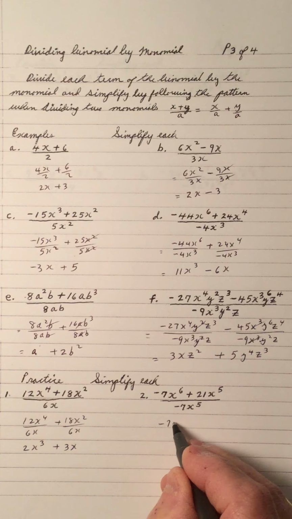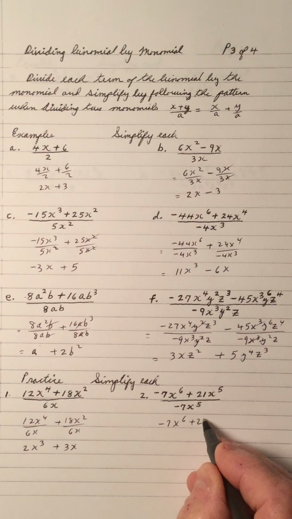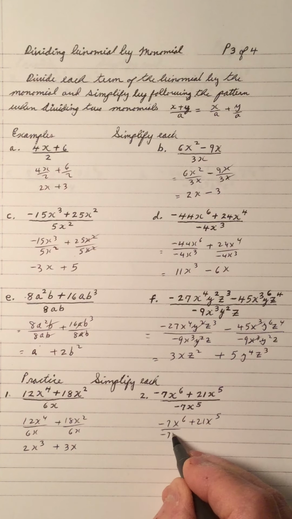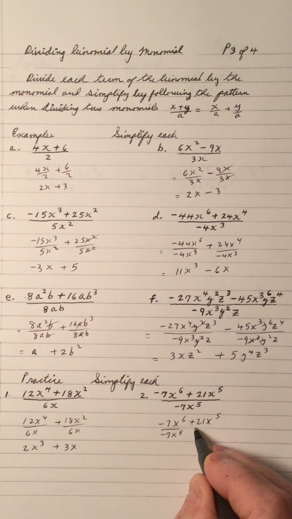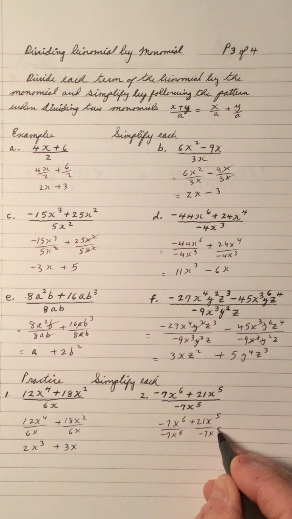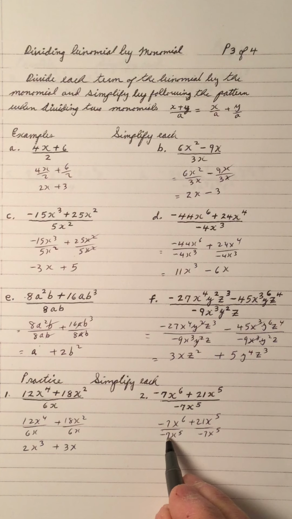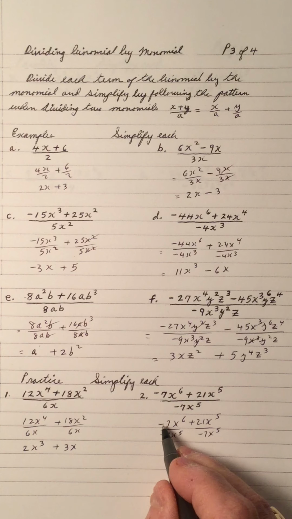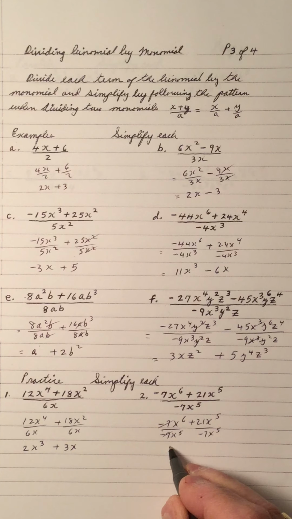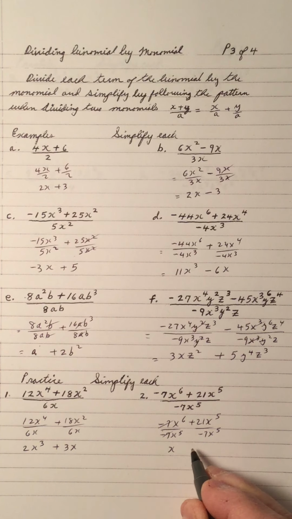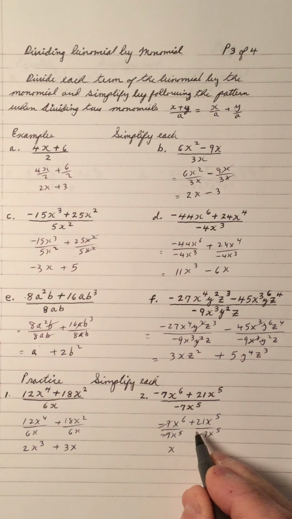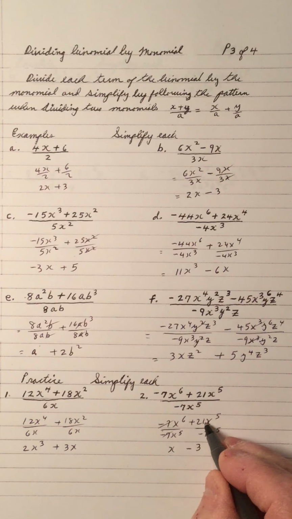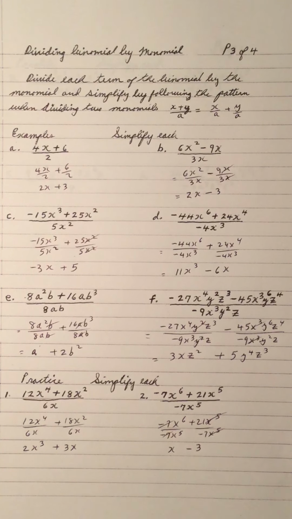And negative 7x to the 6th plus 21x to the 5th, divided by negative 7x to the 5th. So I'm putting the negative 7x to the 5th below both of these. That's done. And they cancel out because they're the same. And I get 6 subtract 5 is 1. Negative divided by negative is a positive. 21 divided by negative 7 is negative 3. And the 5's cancel out. So x minus 3 is the answer.